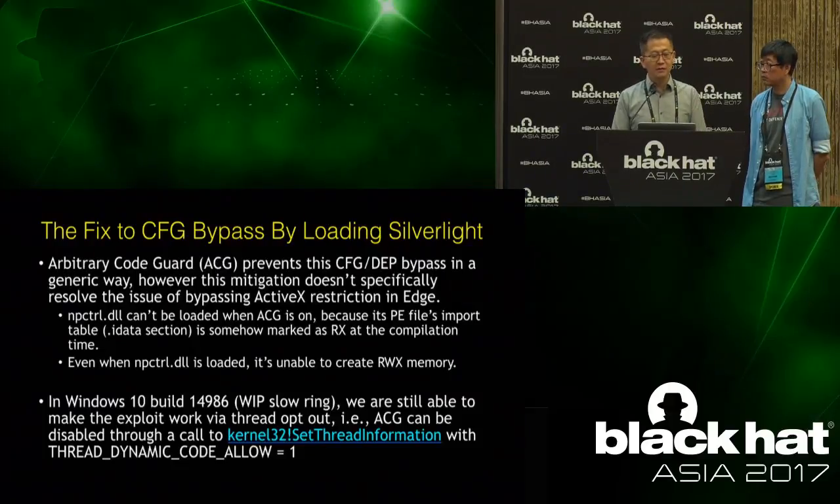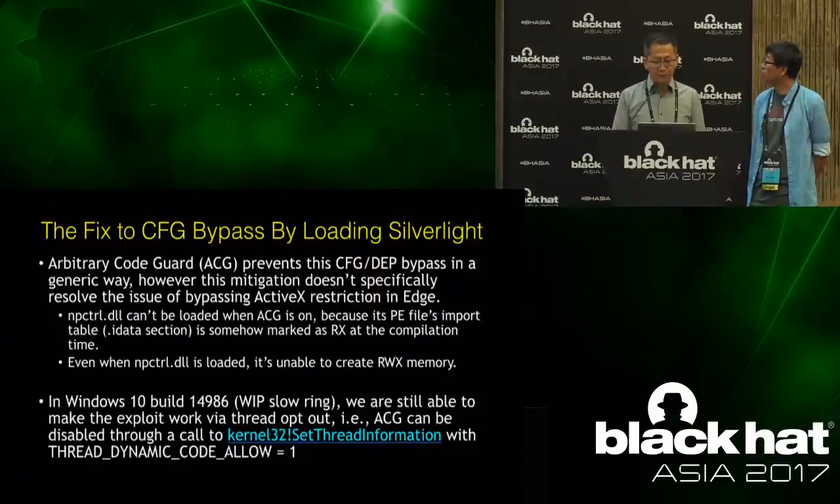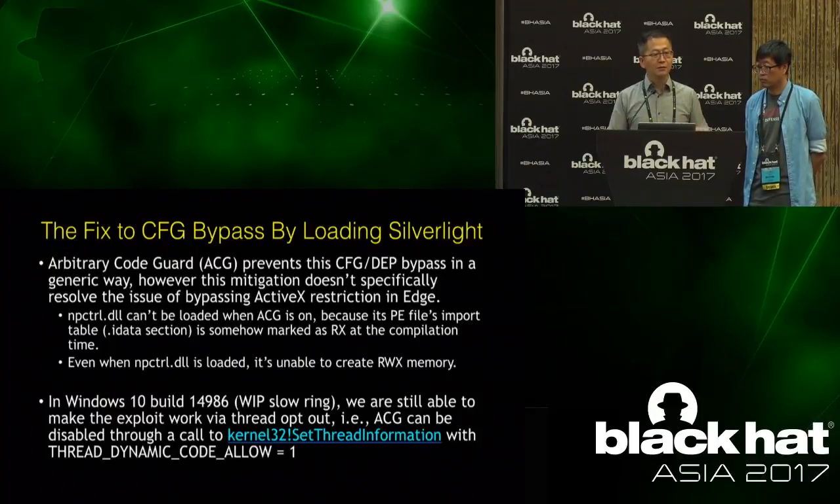But since this relies on the arbitrary code guard, ACG, what if we can disable it? Then the ACG will be gone, and the old technique we used will still be successful. Therefore, in the build before this build, 14.9.86, we can opt out by calling Kernel32 SetThreadInformation with the parameter ThreadDynamicCodeAllow equal to 1. That will opt this process out of the arbitrary code guard, and then everything else still remains the same.